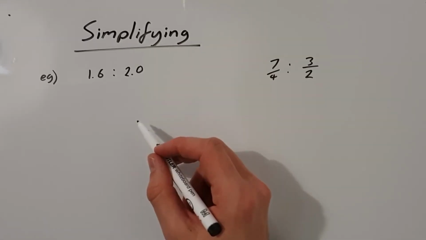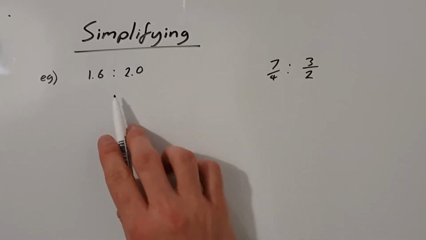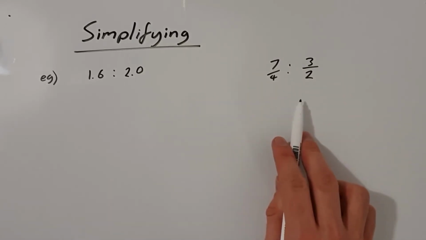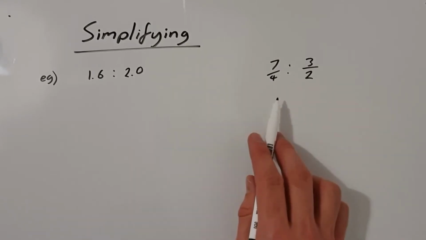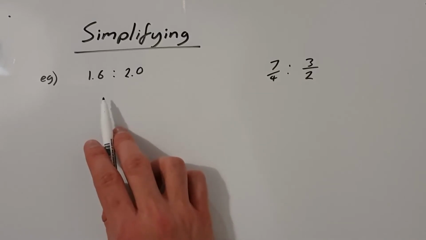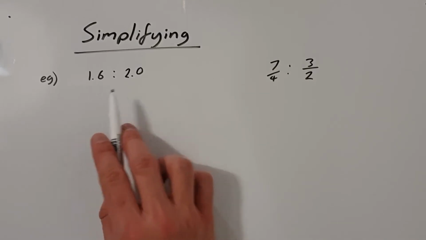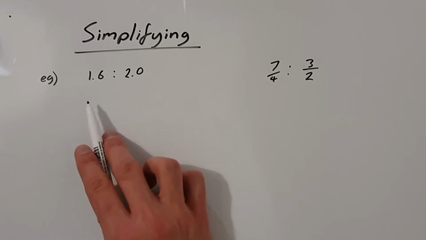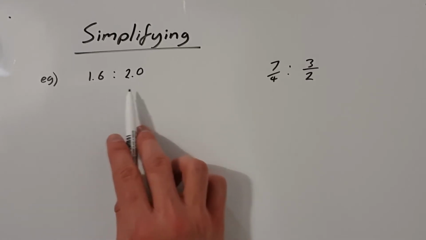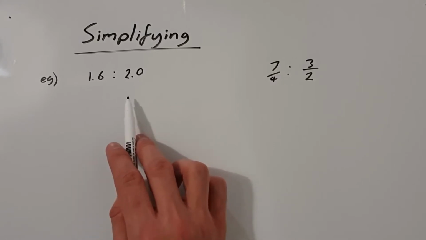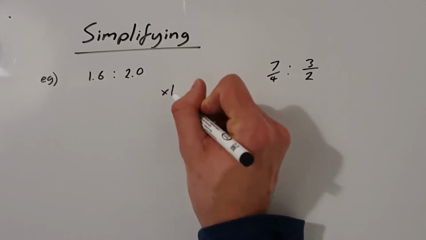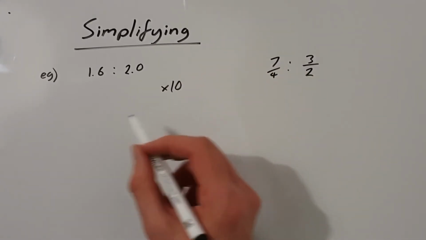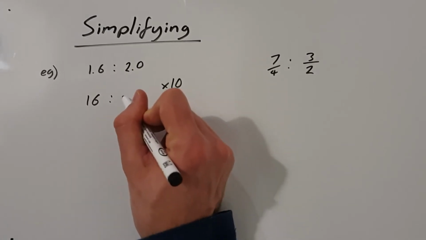Okay, so I've got a couple more examples here of simplifying ratios. One that involves decimals and one that involves fractions. What we must remember with ratios is that all the numbers in our ratio must be whole numbers. So we can't have decimals and we can't have fractions. How do we tackle these then? Let's look at the decimal example. We've got 1.6 to 2 as our ratio. What we can do here is basically times these up so they become whole numbers. As both of these have just one decimal place, we can multiply both the numbers by 10, because this would give us 16 and 20.